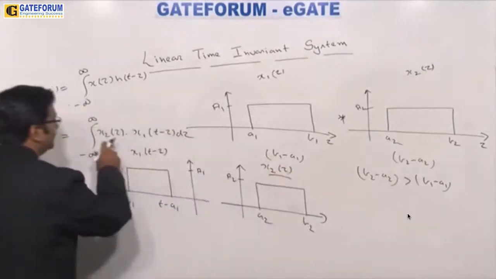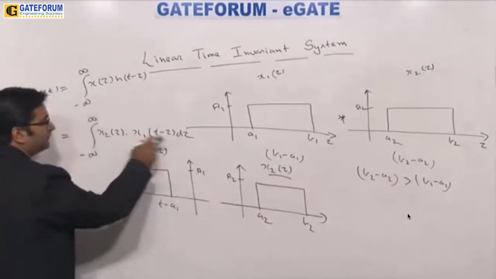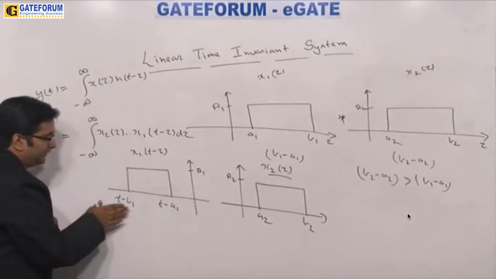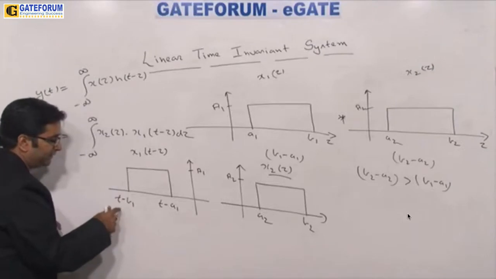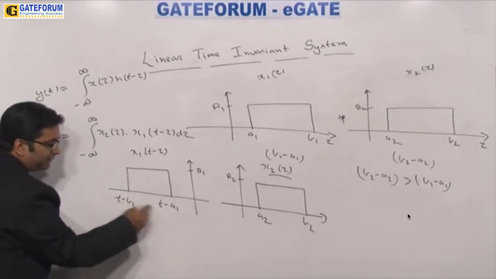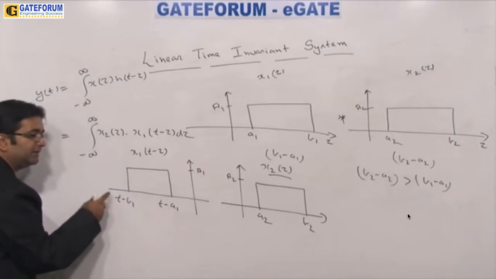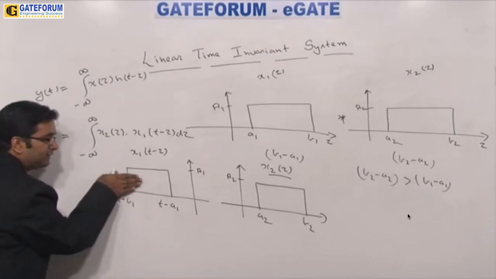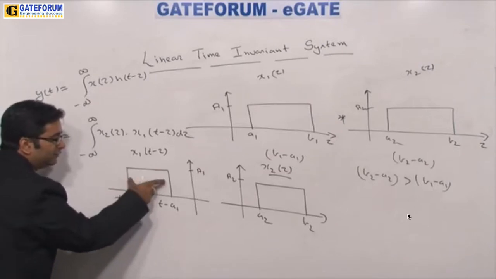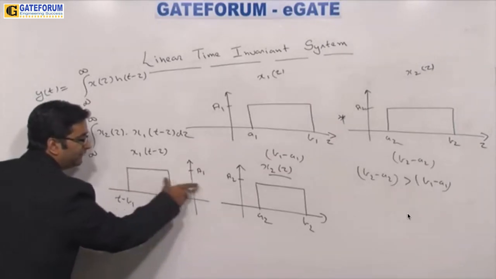Now we got x2 of tau, which is this. We got x1 of t minus tau, which is this. Okay. Now what I am doing? Now see at this. If I change the value of t, what will happen? Suppose if I put the value of t equal to 0, then this will become minus b1 to minus a1. If I increase the value of t, then what will happen? This particular thing will get slide into this.